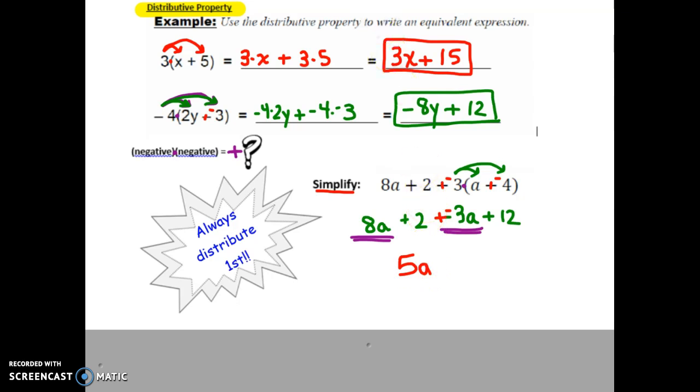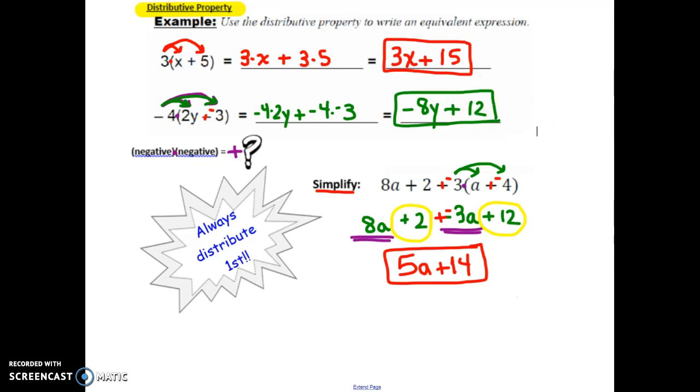A combined with -3A is 5A's. And then remember, you could always take your highlighter if you really wanted to. It's a good idea to put a box around your constants, or in this case I'm circling. So behind the 5A answer, we're going to have a +14 because, of course, 2 and 12 can combine. So having this big messy expression can mathematically be worked on, simplified we call it, so that you're distributing and you're combining like terms like we worked on last week.